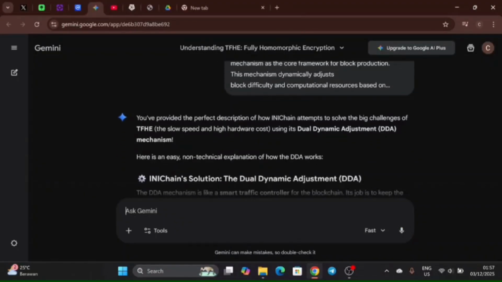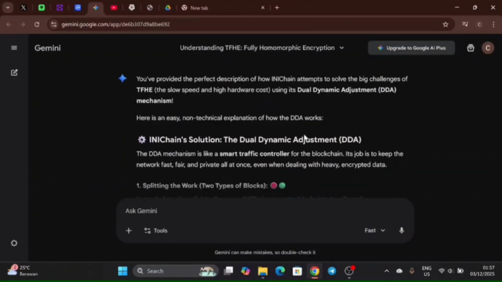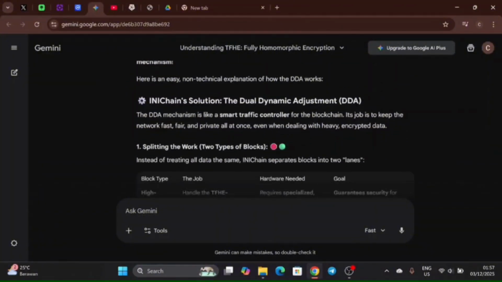You have provided the perfect description of how Anychain attempts to solve the big challenge of slow speed and high gas cost using Dual Dynamic Adjustment. So here's the easy, non-technical explanation. Anychain's solution: the Dual Dynamic Adjustment, DDA.